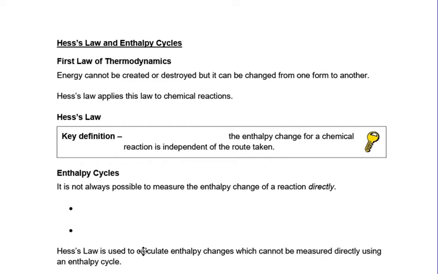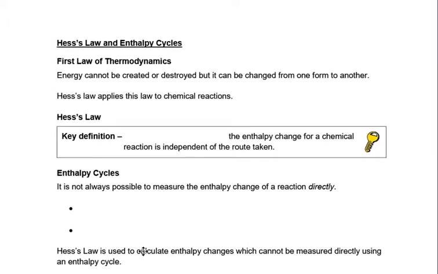In this video we're going to introduce the concept of Hess's law. So Hess's law is a chemist's version of the first law of thermodynamics. If you studied physics you might have come across this. You'll probably come across it in year 7 at high school, but you probably didn't call it the first law of thermodynamics. It says that energy cannot be created or destroyed, only changed from one form to another. And Hess's law applies that to chemical reactions.